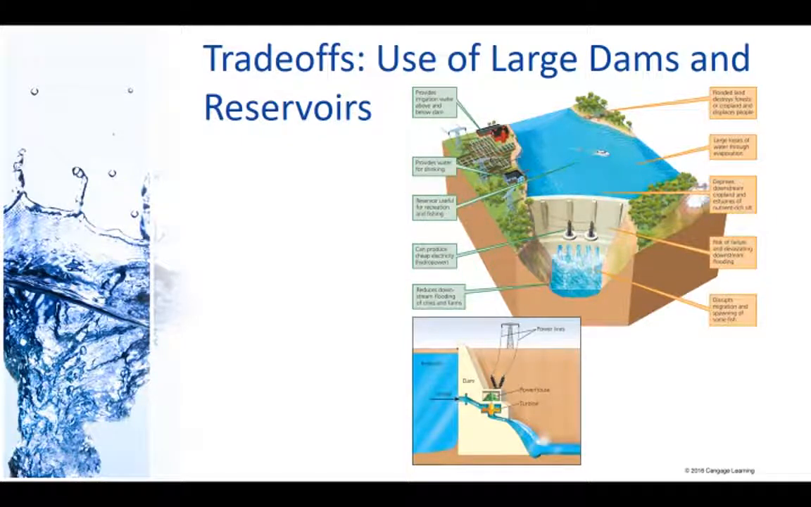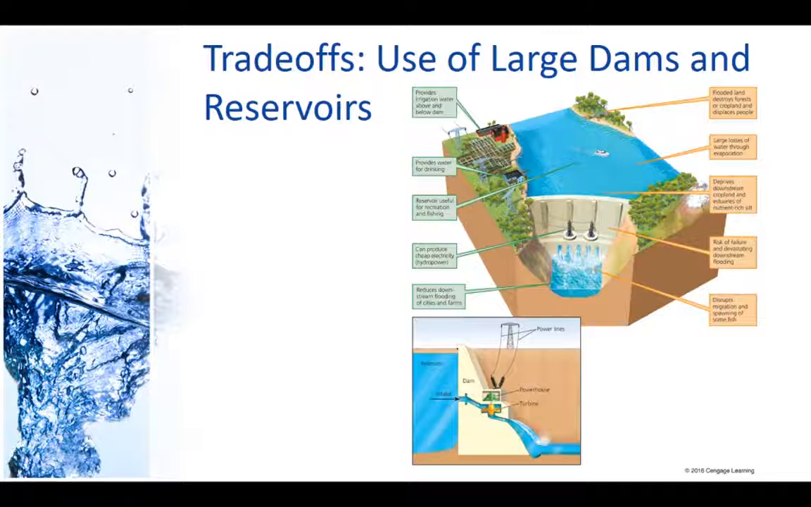Dams deprive downstream croplands and estuaries of their nutrient-rich silt, and especially in places like the Nile River, that was heavily relied upon by all of those growers in the Nile River Delta. Okay. And so we really have to think about this in terms of its effect. And so we have this risk of failure at any time, especially in those areas that have high earthquake activity.